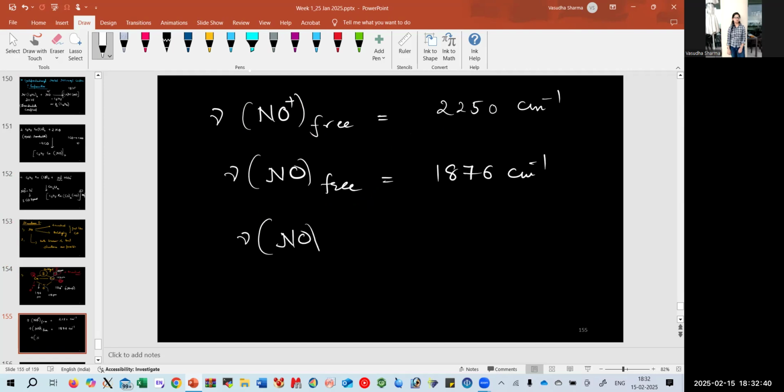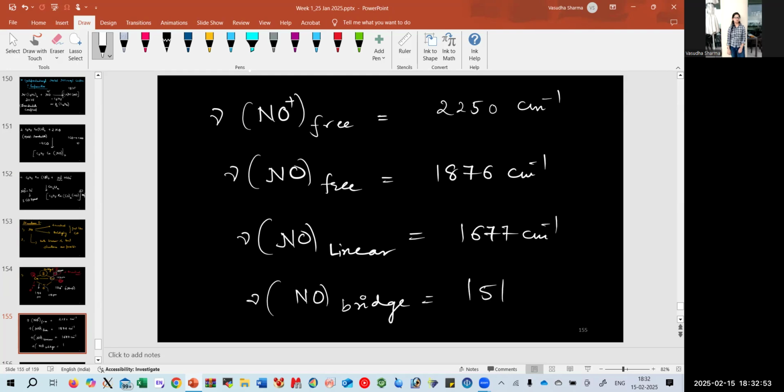Now, if I'm talking about a linear one, the frequency will be 1677, and the bent one is easy to be removed, so less energy is required for the bridged one. So it becomes 1518 centimeter inverse. So these are important frequency values that you should be aware of, or else you should know the nature, whether it is going in descending or ascending order. NO positive free would have more frequency, followed by NO, then followed by linear and bridged ones.